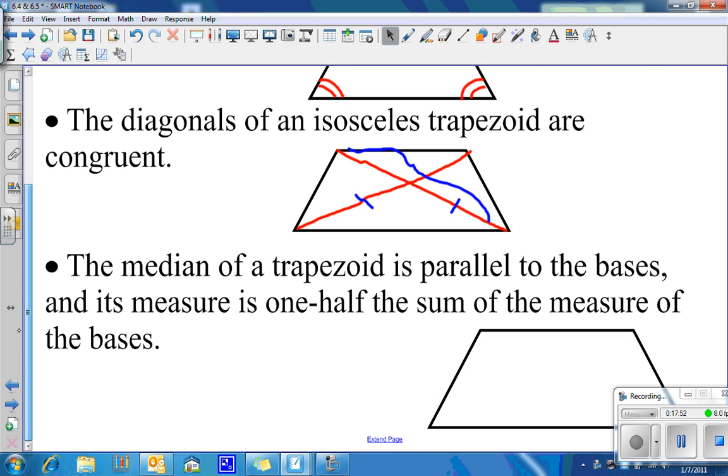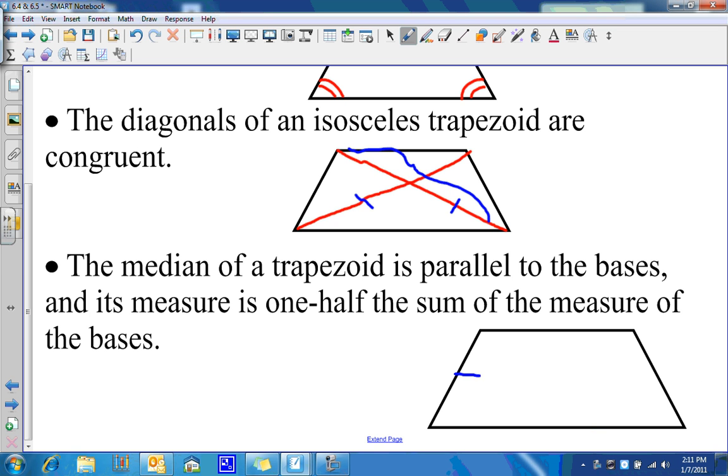Last part is the medians, and we've talked about medians before, but these are specific to a trapezoid. The median of a trapezoid is parallel to the bases. They're all parallel. So if you're looking for angle measurements, remember you treat them like parallel lines and transversals. Okay, these two add up to be 180. This one and this one up here and this one down here, corresponding parts, they'll be the same measurement.